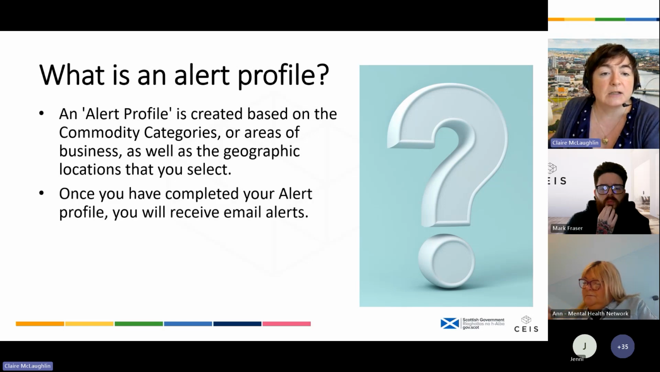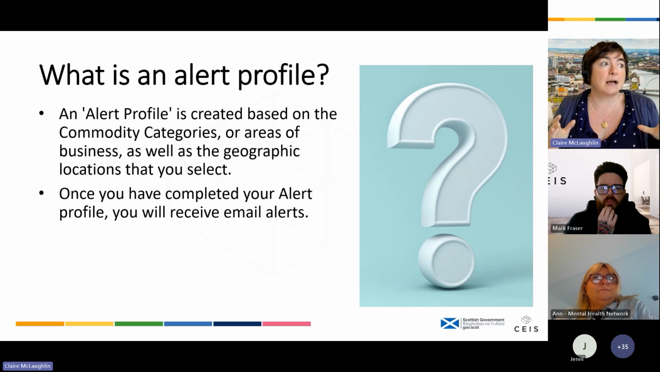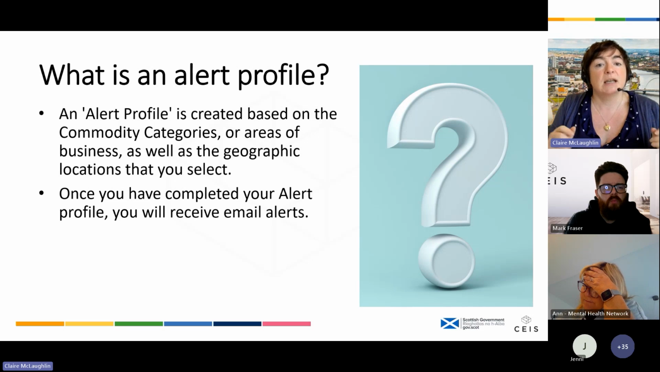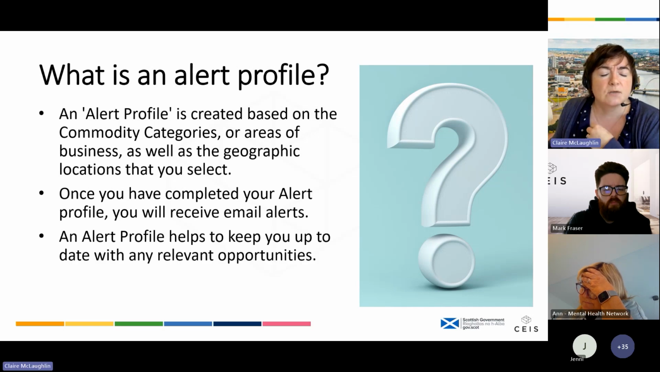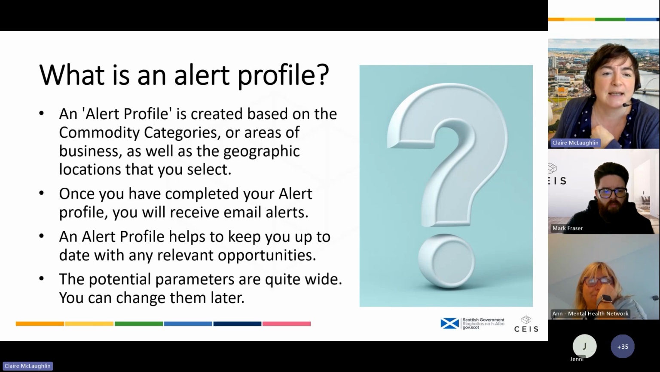So you complete this alert profile. Once you've done that, you will start to receive email alerts. So every time a contract notice is published that hits that category you've chosen and the geography, then you'll automatically receive an email alert. So setting this up means that you'll not miss any opportunities. So it's a really important and helpful thing to do. Okay, so an alert profile helps to keep you up to date with any relevant opportunities.